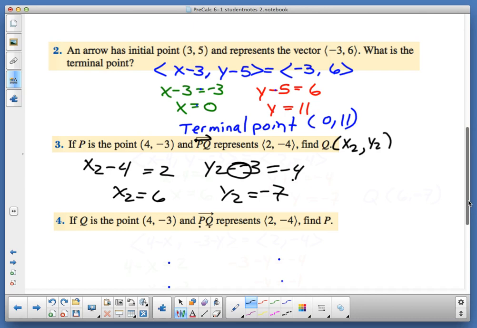Let's double check just to make sure. If this is my Q, 6, -7, then 6 minus 4 is 2, and -7 minus -3 is -4. So it should work out at the end. I should double check that. Okay, I'm okay. It's like I've never made a mistake before.